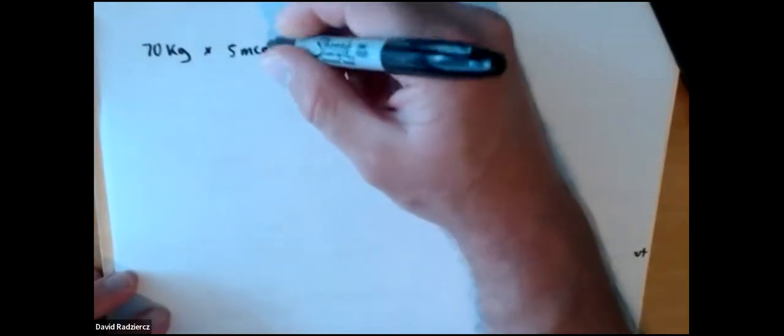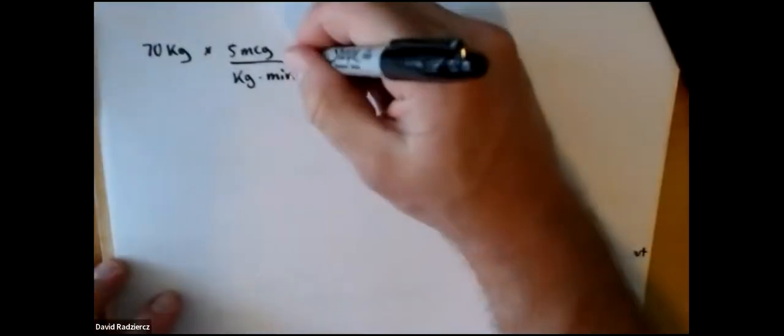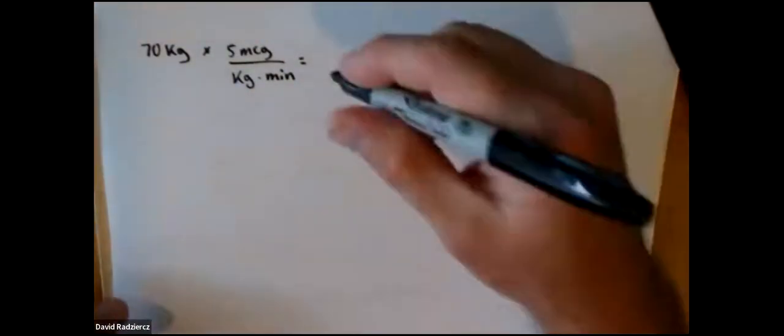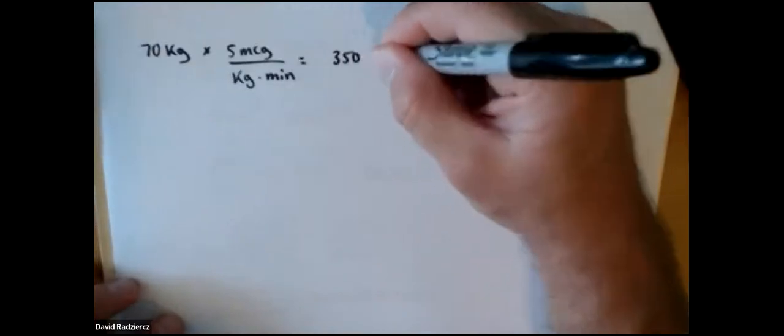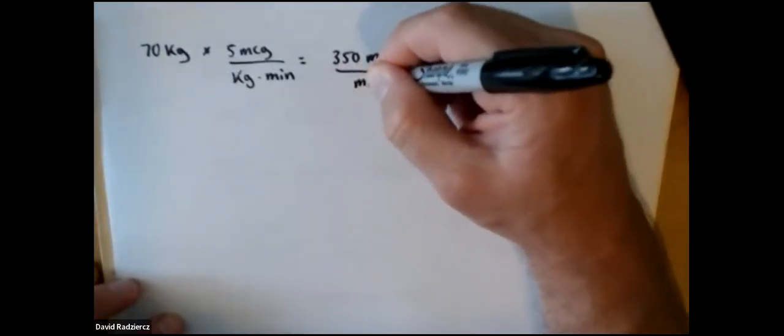The infusion is supposed to begin at 5 micrograms per kilogram per minute. And so I'm going to take 70 times 5, and I'm going to get 350 micrograms per minute.